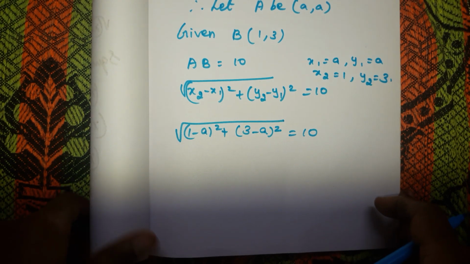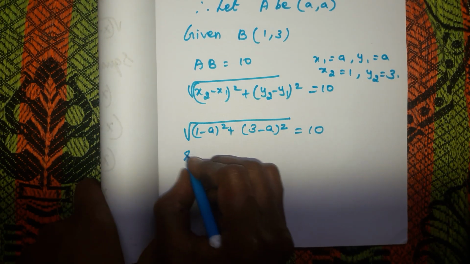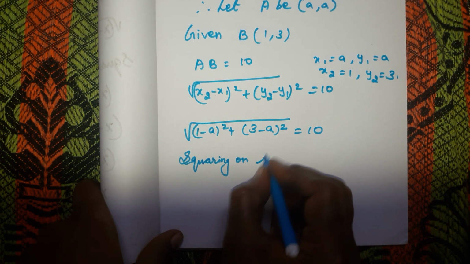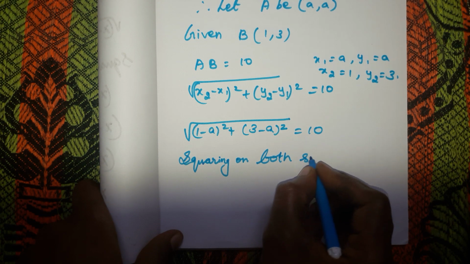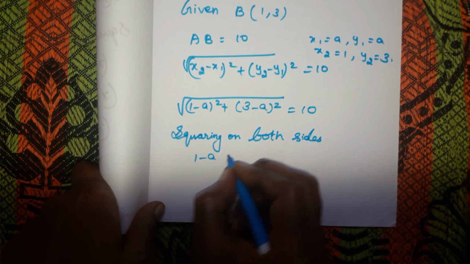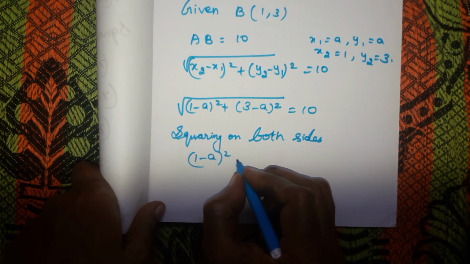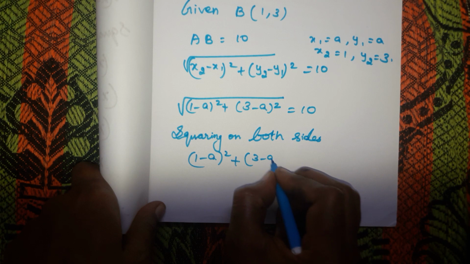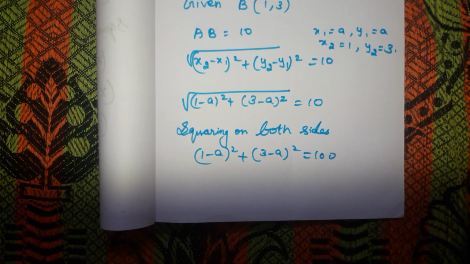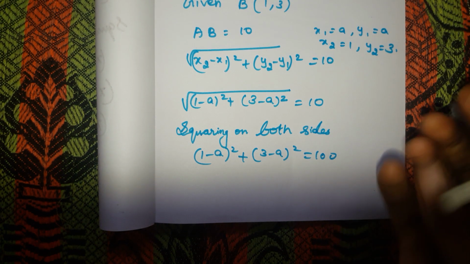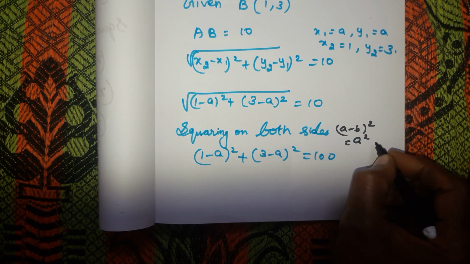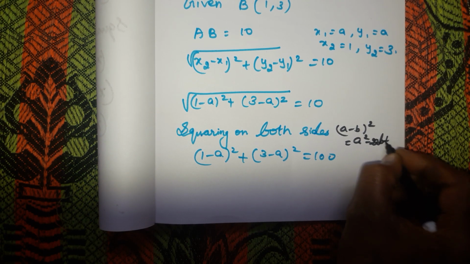When we are squaring on both sides, what are we getting? (1 minus A) the whole square plus (3 minus A) the whole square is equal to 100. Next, here we can use the (A minus B) the whole square formula. What is the (A minus B) the whole square formula? (A minus B) the whole square is equal to A square minus 2AB plus B square.